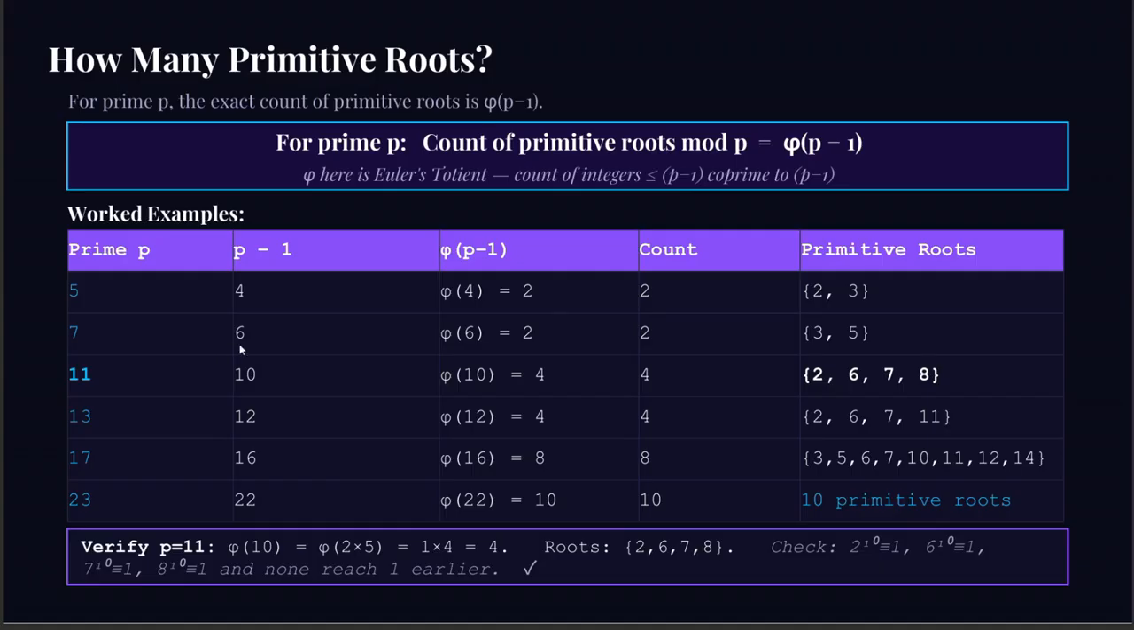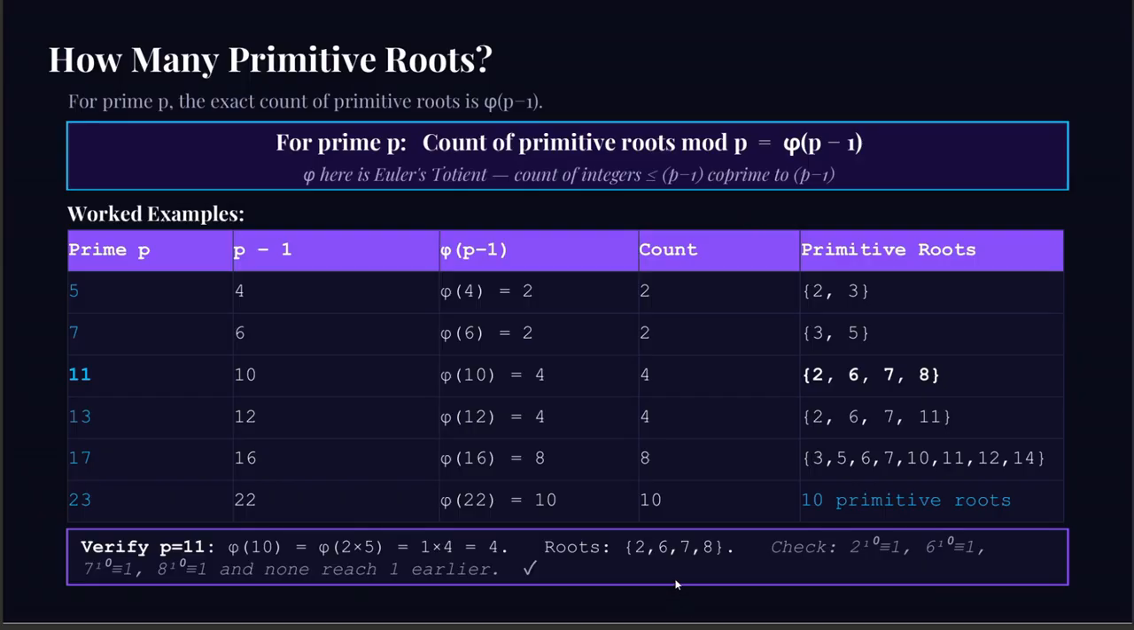For 7, phi of 6 equals 2. There are also two primitive roots, which are 3 and 5. So for prime p, the number of primitive roots equals phi of p minus 1, because the generators correspond exactly to the numbers relatively prime to the group order. As a prime number becomes larger, the number of primitive roots generally increases.